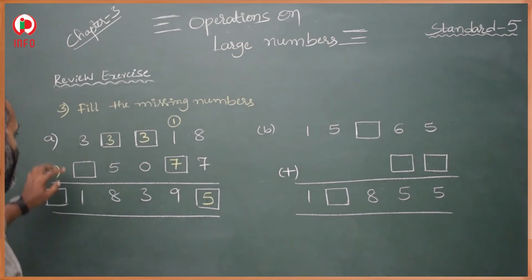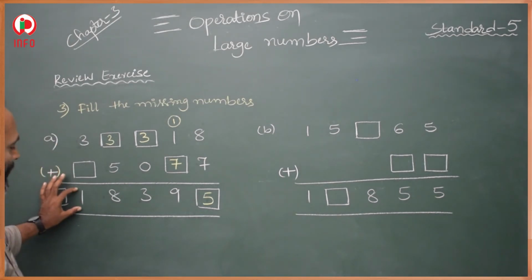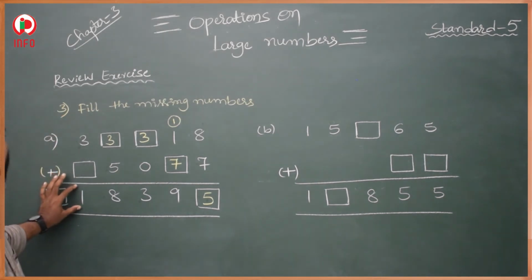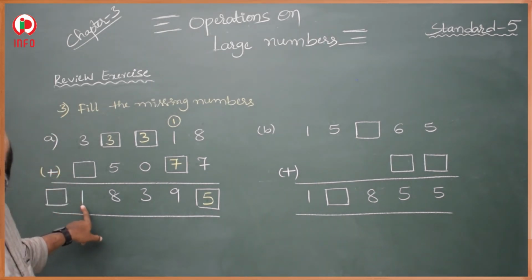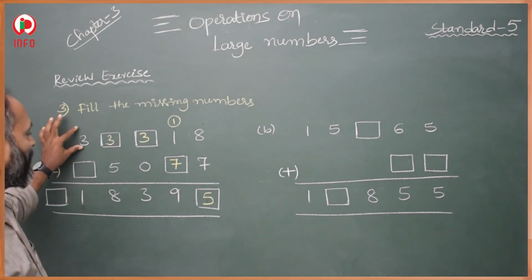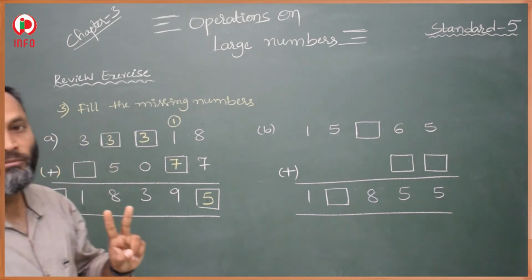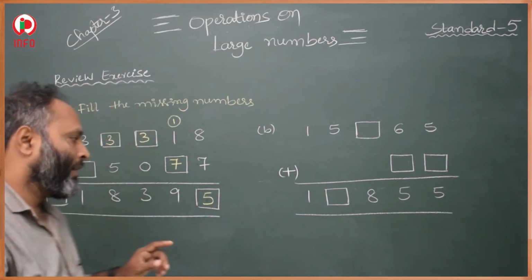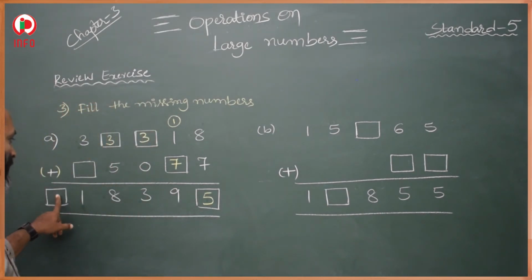This is our answer now: here 3, and here 1 is there. This is the addend, this is also an addend, and this is the sum. Here the sum is 1, which is less, and the addend is more. The sum is always more than the addend. So it is not 1, it is 11.